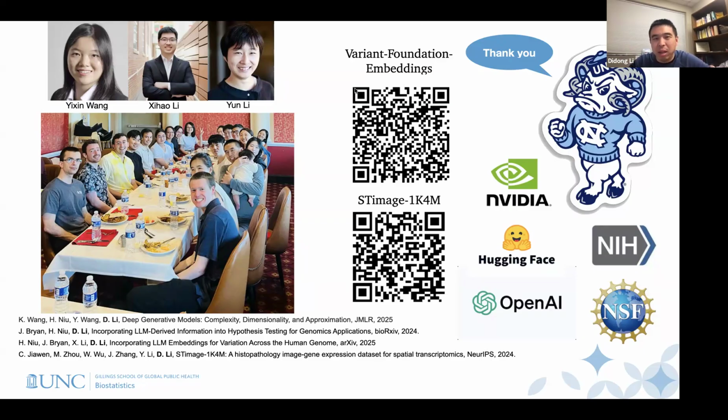You can find the genetic embedding datasets through this first QR code, on Hugging Face. You can find the ST-Image datasets through the second QR code, also on Hugging Face. Everything is publicly available, free to download. And this work is supported by federal agencies and some industry partners.